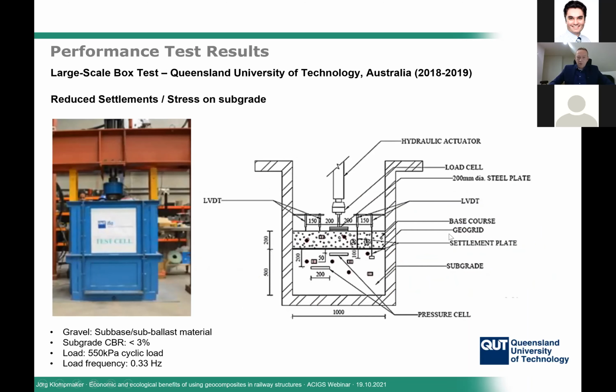Another test, which is also referring to a large-scale box test, is carried out at the Queensland University of Technology in Australia. This was carried out in 2018 and 2019. Again, a large-scale box, 1 meter width, and it was filled with 500 millimeter of a subgrade with a CBR less than 3%. On top of the subgrade, a subballast material was installed with 200 millimeter thickness. A load of 550 kilopascal was applied to a 200 millimeter diameter plate, and a dynamic load frequency of 0.33 Hertz was applied to the load plate to simulate dynamic load.